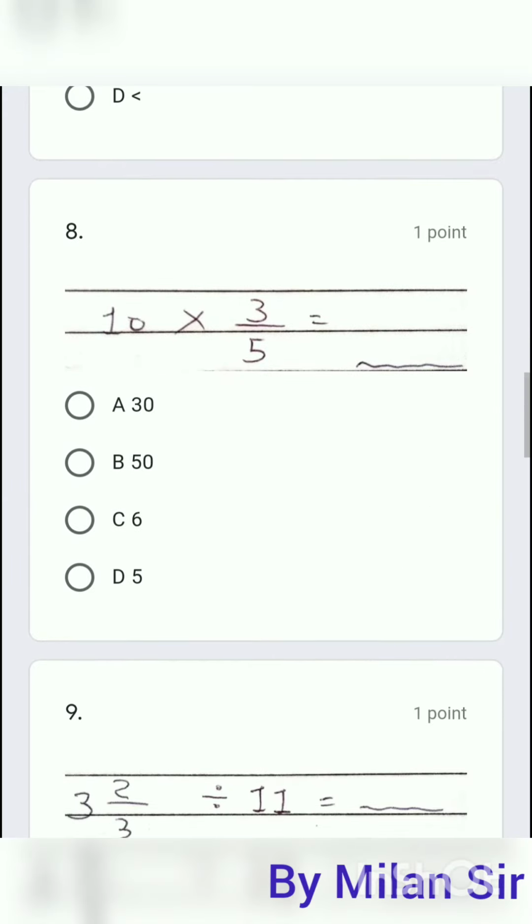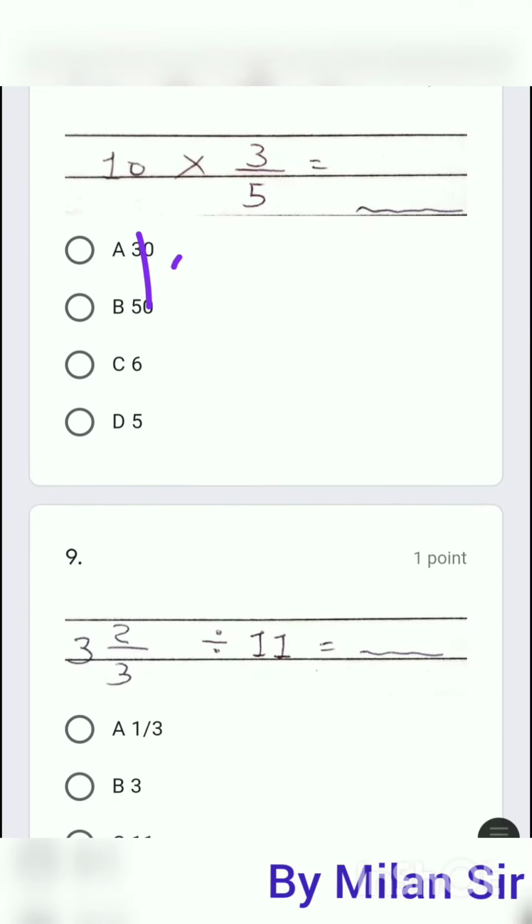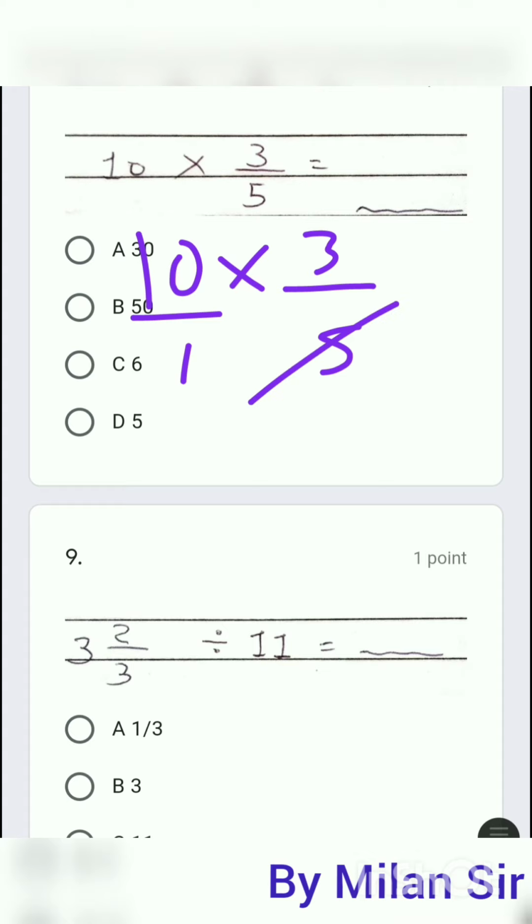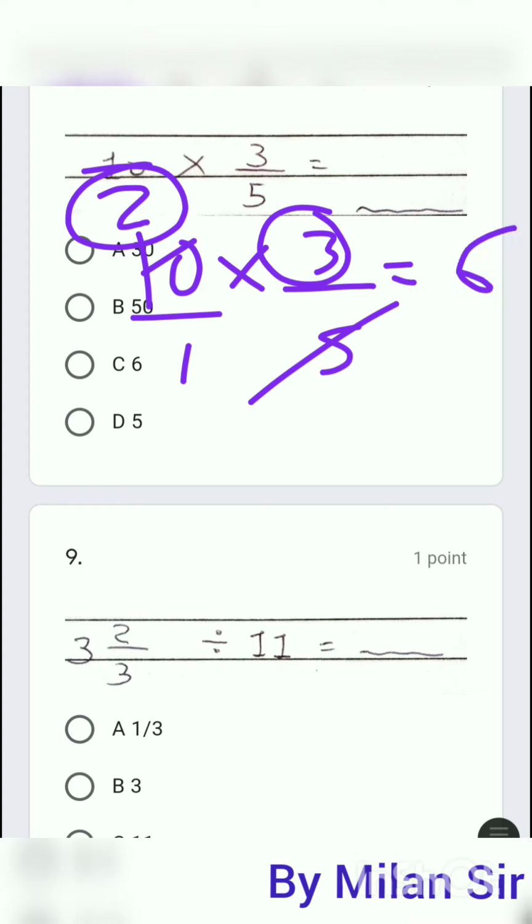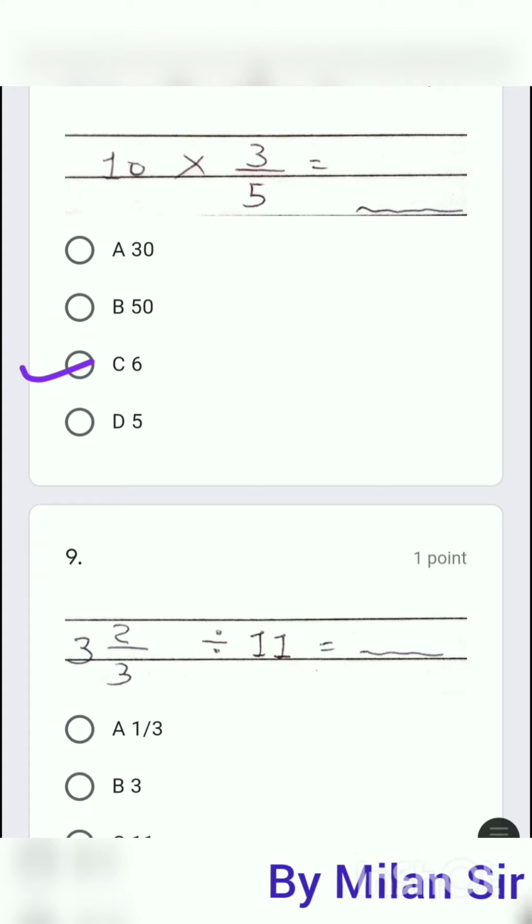After that, question number 8. 10 multiply 3 by 5. Nothing is there in the denominator, so we can write 1 here. Now we need to simplify this. So 5 2s are 10, right? And finally 2 into 3, 6. So our answer is 6. Okay, option C is correct. Answer is 6. Okay.